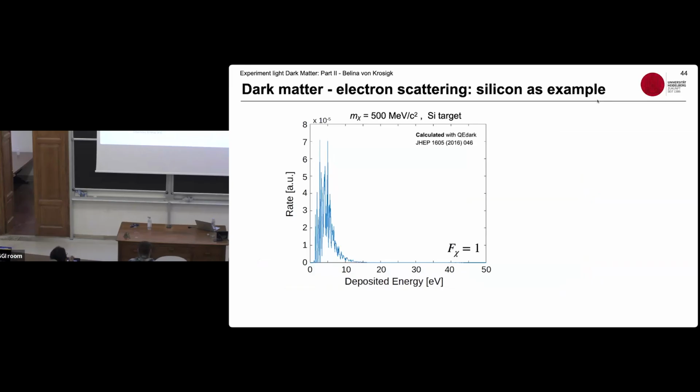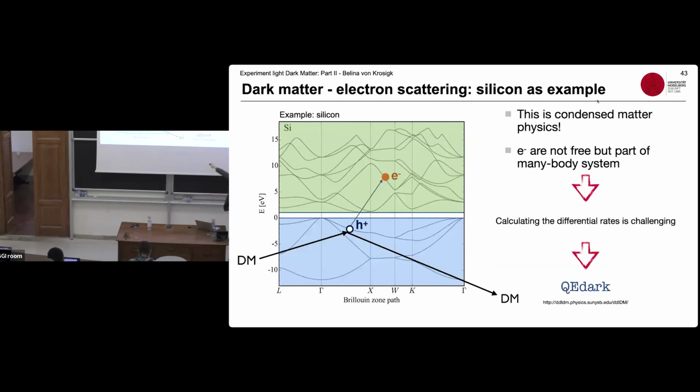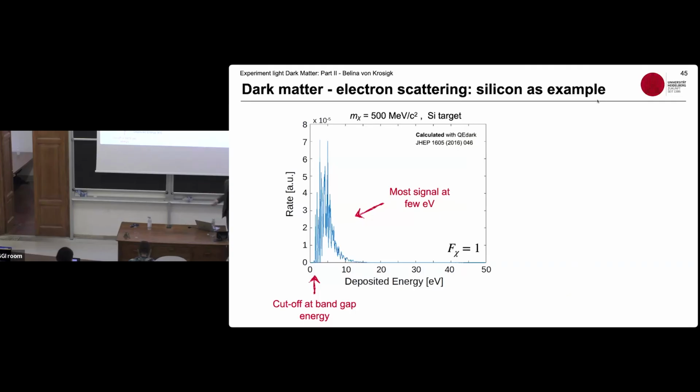So it's rate over deposited energy. The things that you can observe are, first of all, most of the signal is at the eV scale. So if you're using silicon detectors, they have to be sensitive to the eV scale. You have a sharp cutoff at the band gap because, going back to this picture, if you don't have enough energy to lift the electron from the valence band to the conduction band, you just don't have an electron. So you can't go below the band gap.